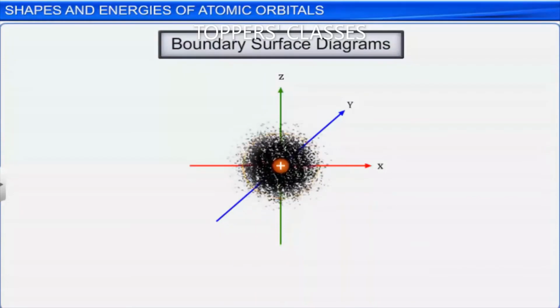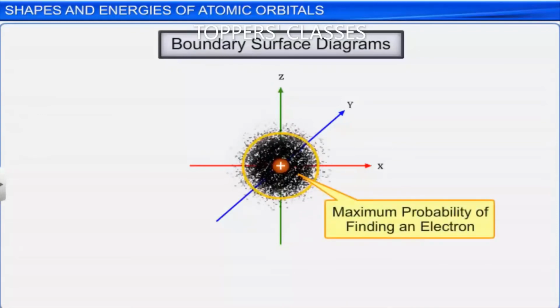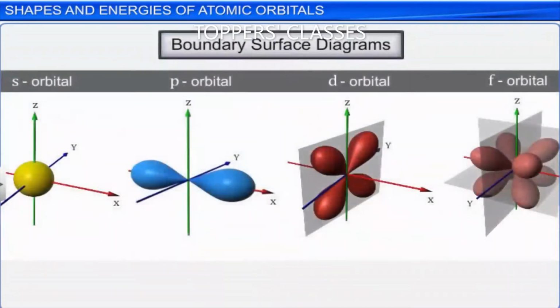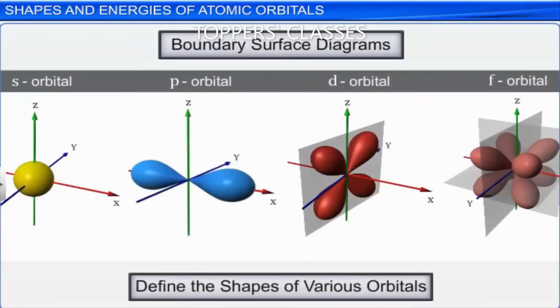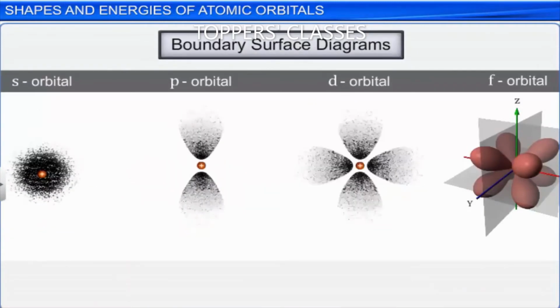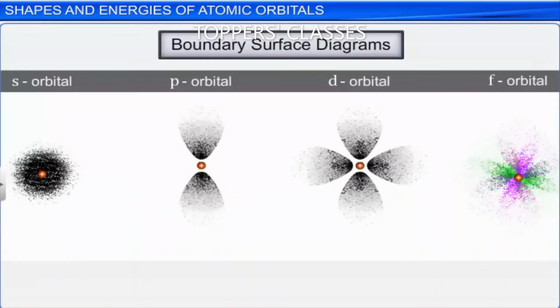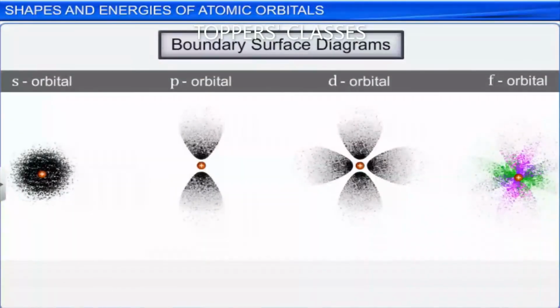The region inside the boundary surface depicts the orbital where the probability of finding an electron is maximum, that is, about 90%. The boundary surface diagrams define the shapes of various orbitals. Therefore, the shape of the electron cloud density and that of the boundary surface determines the shape of the orbital.